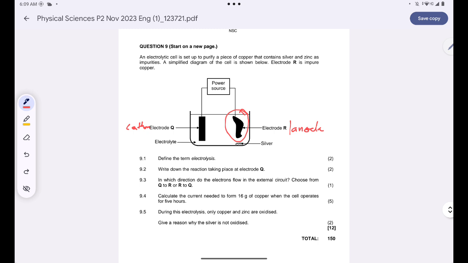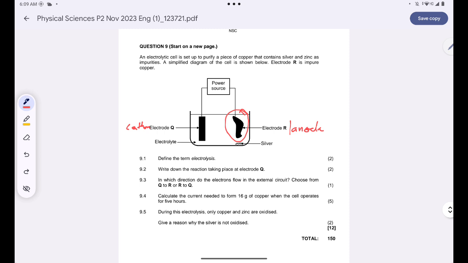Are we together? Okay, now let's answer the question. Question 9.1. Define the term electrolysis. Electrolysis is a chemical process whereby electrical energy is being converted to chemical energy.